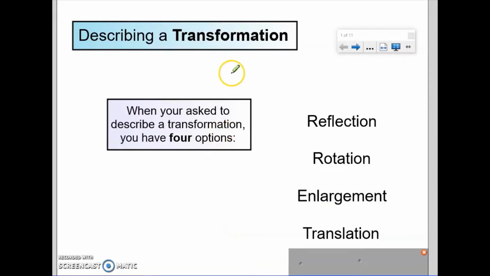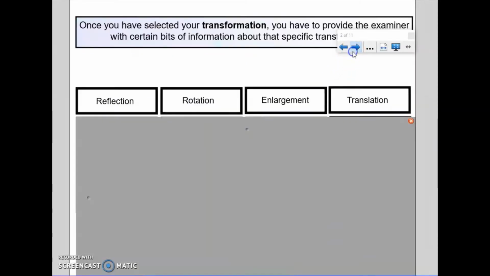So when you're asked to describe a movement or a transformation of a shape, chances are you're going to need to highlight one of these four options. Once you've highlighted one of these four options, you need to give a little bit more detail about how the transformation took place. So the examiner will be looking for certain important bits of information that you're able to give. So of course, your first mark will be for identifying whether it's a reflection, a rotation, an enlargement, or a translation.